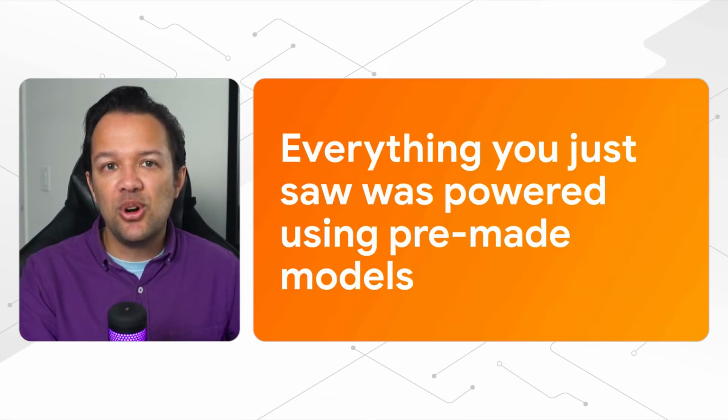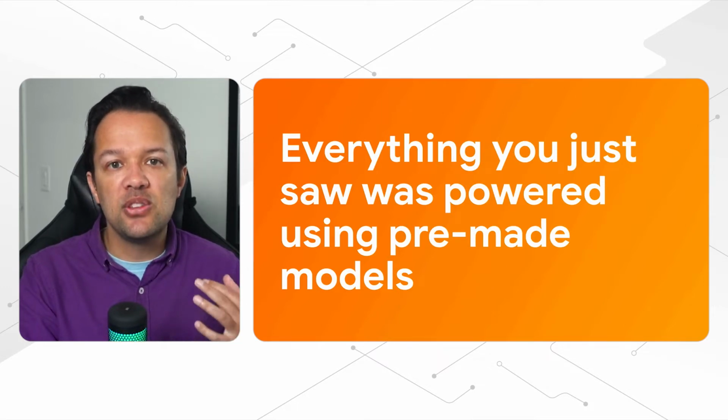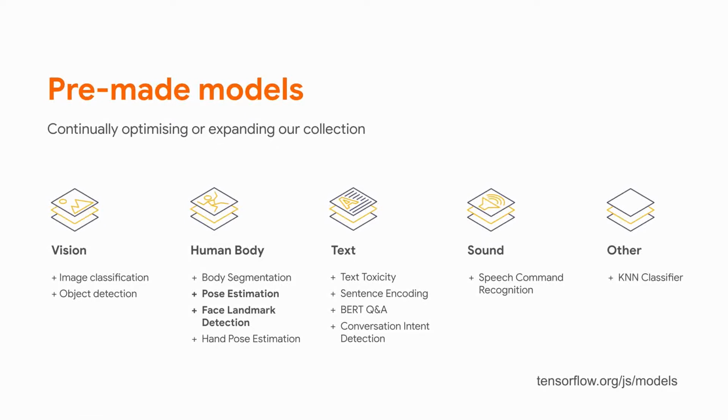Now, everything you just saw was created using our pre-made off-the-shelf models that typically can be used in just a few lines of code. Since launch, we've released many pre-made models, and we're continually expanding our selection, which we'll hear more about shortly. We've got models across many categories, such as vision, body, text, and sound, for you to use in just a few lines of code. You can check out TensorFlow.js/models to see them all.